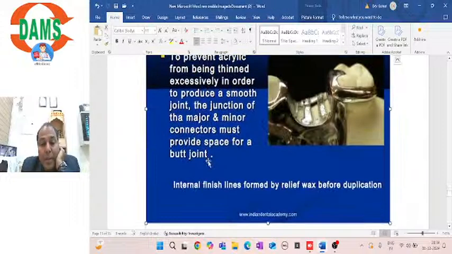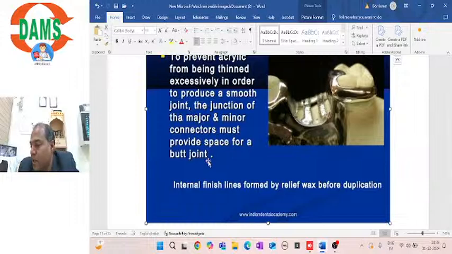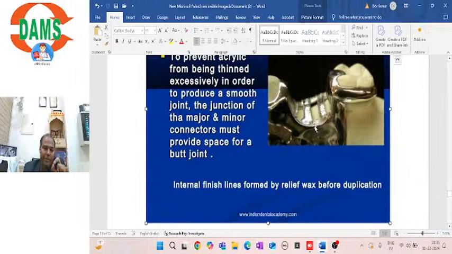Now, two types of finish line are there in the cast partial denture. If you see that this is carved, remember this one. So if I explain regarding the finish line in RPD, there are two finish lines. Finish line means the junction of the metal with the acrylic. So there will be two junctions. When the acrylic flows, one it will flow from the top and one it will flow from the bottom. So remember this, from the top, this is actually carved by the technician, and it is always at an acute angle.